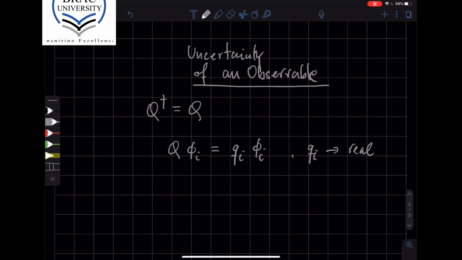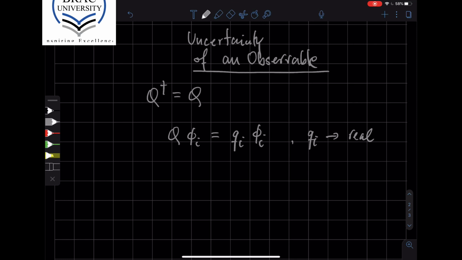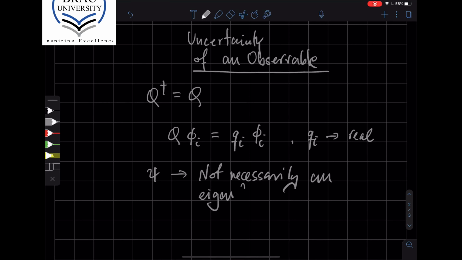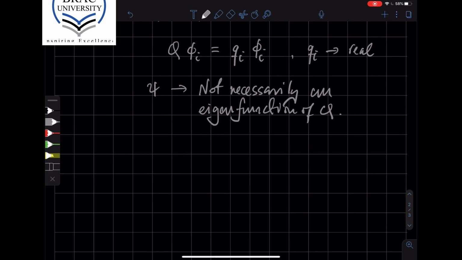Now suppose we have some arbitrary state psi. This is not necessarily an eigenfunction of Q. So we want to find out what is the expectation value of the Q operator with respect to this state psi. So we want to compute this.